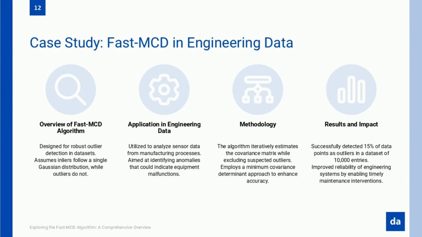And it's not just manufacturing. Aerospace companies use FastMCD to monitor aircraft engines, detecting abnormal vibrations that could indicate turbine failure long before a disaster happens. Power plants use it to monitor energy grids, ensuring stability and preventing blackouts by catching unexpected spikes or drops in power flow. So, what does this all mean?